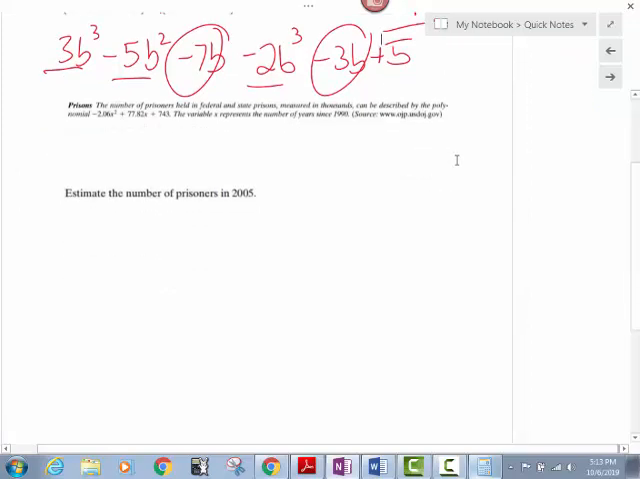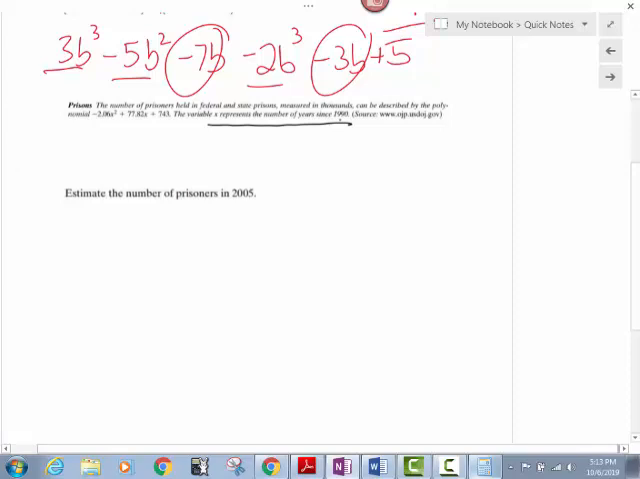All right. Let's see, the next problem here, the last problem actually, says the number of prisoners held in federal and state prisons measured in thousands can be described by the polynomial. It gives me this expression here. The variable x represents the number of years since 1990. And the directions are telling me to estimate the number of prisoners in 2005. Okay, what's important here is, number one, to read the problem, but to make sure we understand what the letter x is. The letter x is the number of years since 1990.